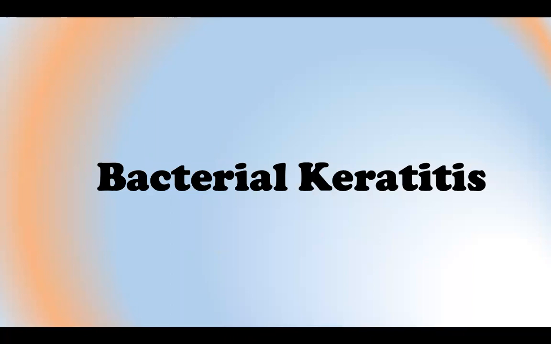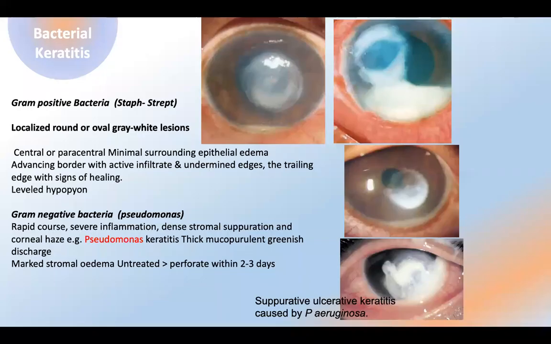First, I am going to start with bacterial keratitis. Bacterial keratitis could present differently according to whether it's gram positive or gram negative. As we can see in this picture, it's round, oval, grayish white, and definite. The borders can be seen. Okay. If there is an ulcer, there will be two edges, okay, one active and one undermined. And we can see here also there is hypopyon.